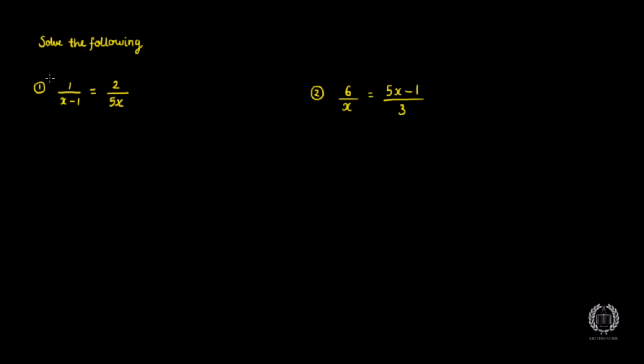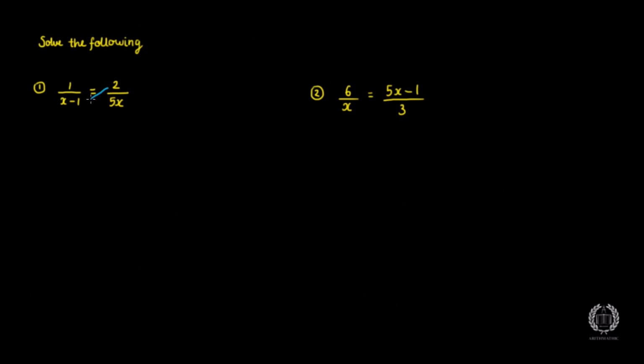Right, so the question here that we have is 1 over x minus 1 is equal to 2 over 5x. Now, when we want to find the value of x, whenever you see something in this format, there's something you can do straight away which will make things very easy. And this is something called cross multiplying. What do I mean by this?